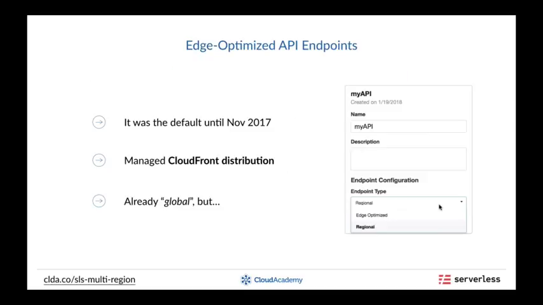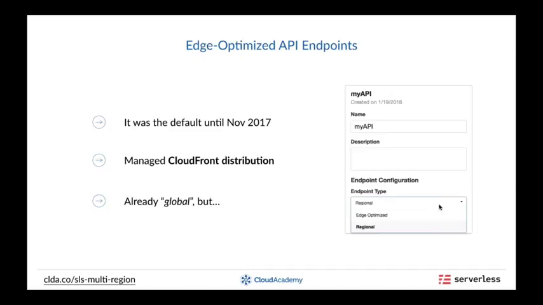So just a quick note, I've mentioned edge optimized API endpoints. They used to be the only option available until a few months ago, until November 2017. And again, under the hood, they were using a managed CloudFront distribution that allowed you to be global, to allow your users to access your API wherever they are in the world, thanks to CloudFront's network. So in a way, if we have a mono-region serverless application, you are already global.